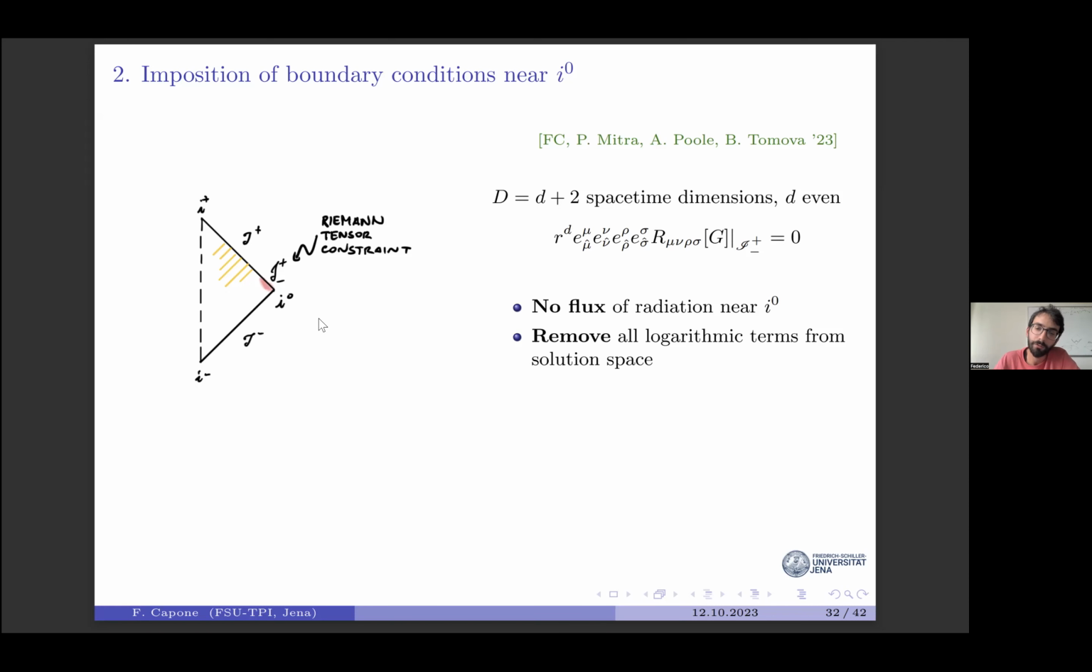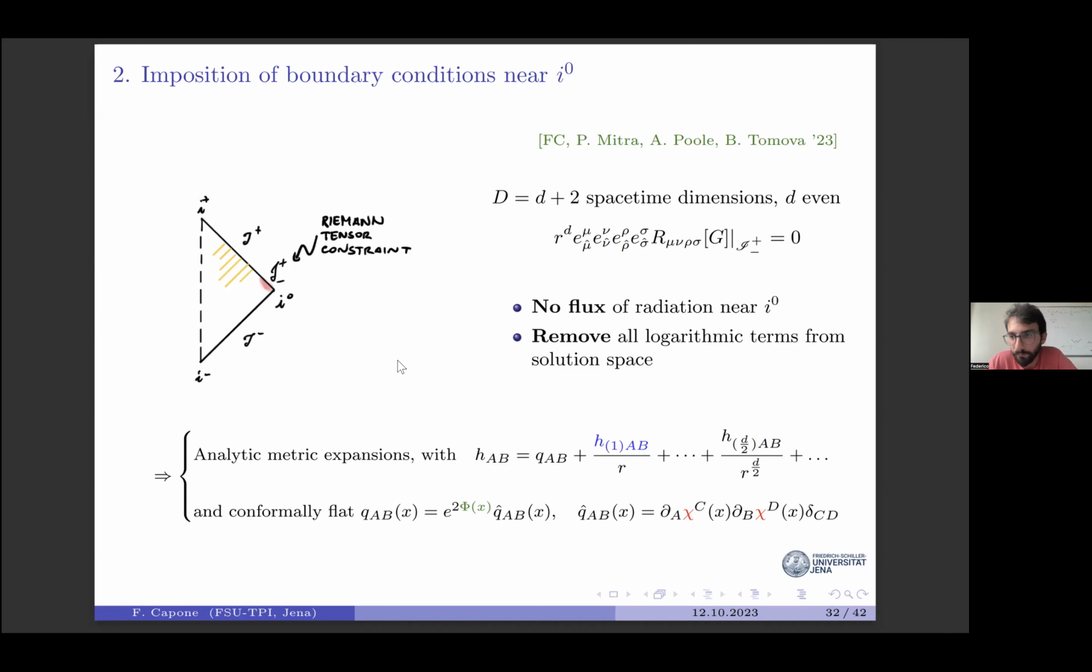And it has also another effect, which is the effect of removing all logarithmic terms from the solution space. This is quite convenient because we don't have to work with all these very funny logarithmic terms, and it's computationally convenient. So basically we have this metric expansion. Again, I'm just showing you the relevant term. The color convention is again blue is associated with the supertranslation degrees of freedom, red is the superrotation, and there is another degree of freedom, which will play a crucial role in the paper, but not in the discussion today, because otherwise it will be too involved.